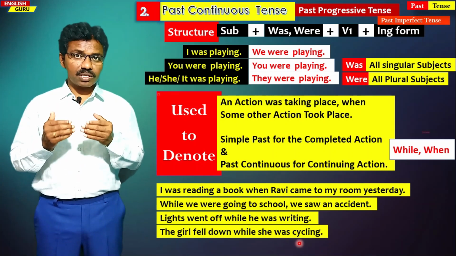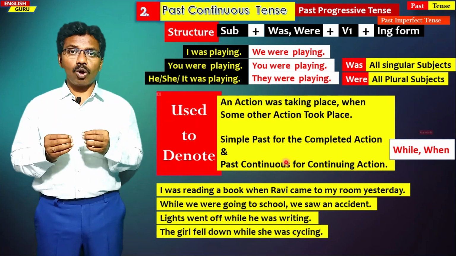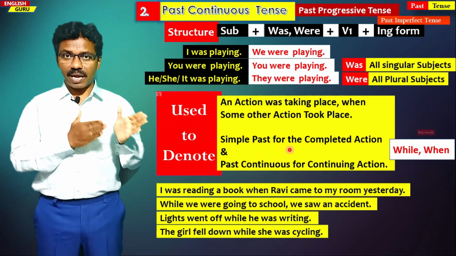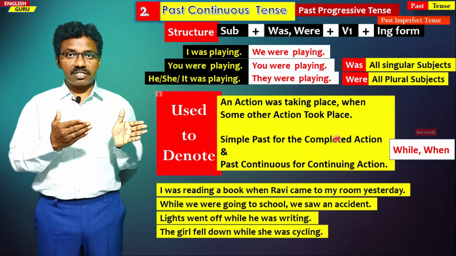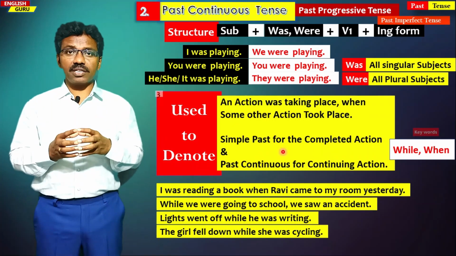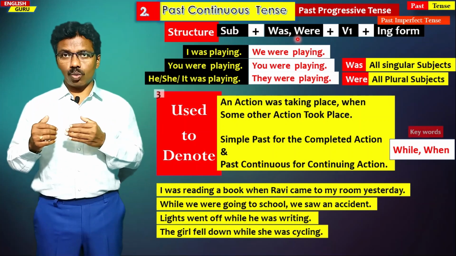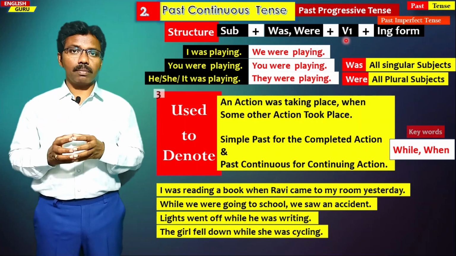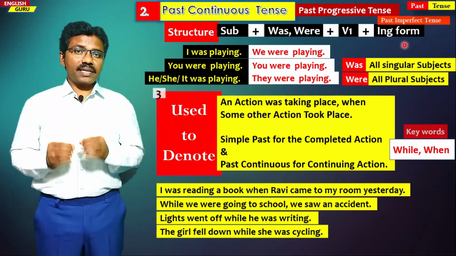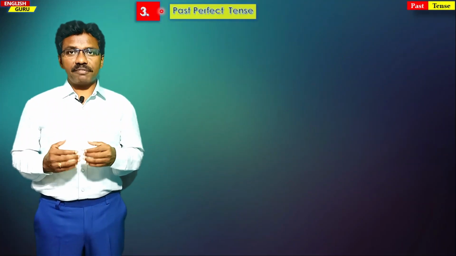So past continuous tense is used for all ongoing actions in the past for some time, for a fixed time. And the structure of a sentence in past continuous tense is subject plus was or were plus verb 1 plus ing form. The third tense is past perfect tense.